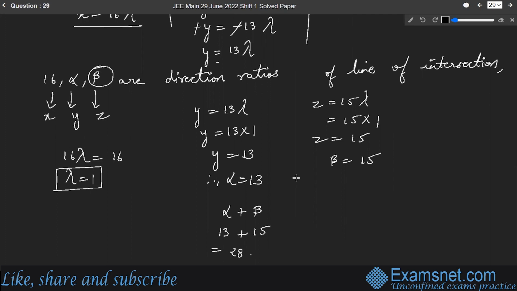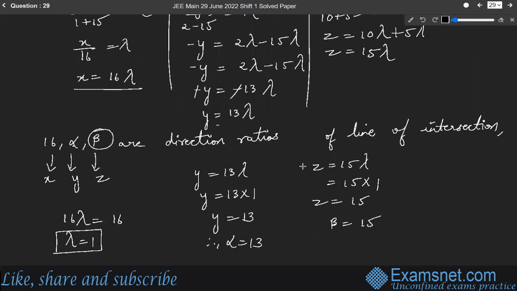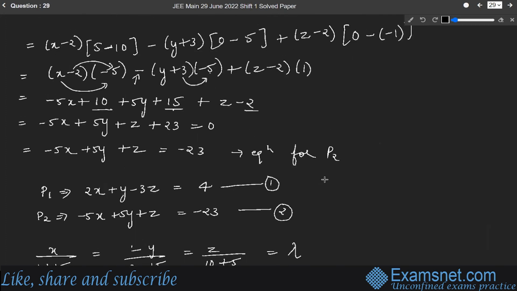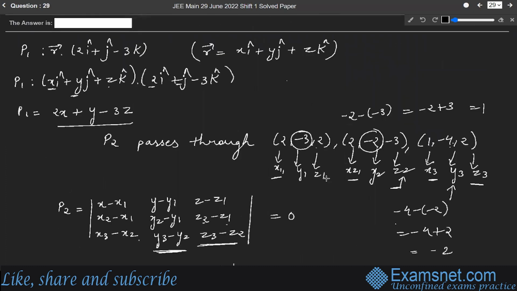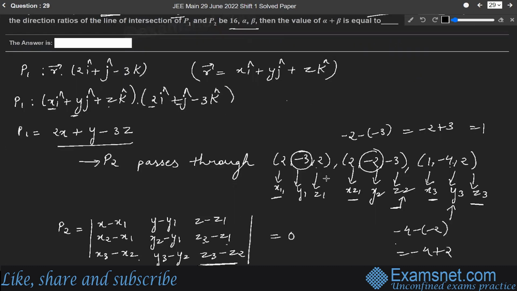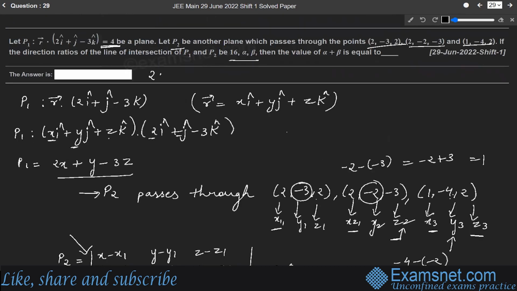The basic concept here is for the direction ratios of the line of intersection. And there is one more formula that we have used here: if a plane passes through 3 different points, then there is a basic formula to find the equation of that plane. It is in the form of determinant. So for this question, the correct answer is 28. I hope you are clear with this question.